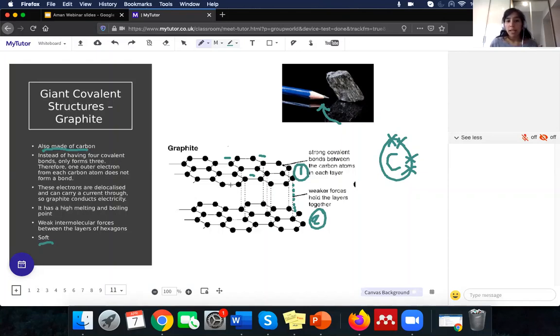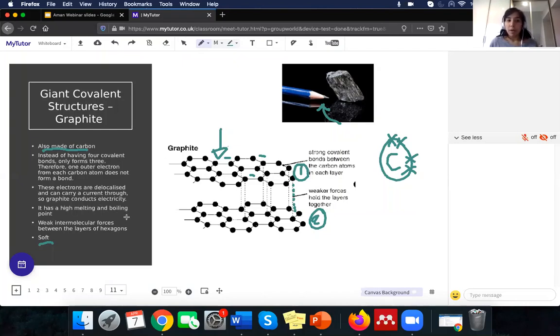And what we can say is that when we melt or boil graphite, we don't only break those intermolecular forces, we need to break the covalent bonding. So unlike simple molecules where we only break the intermolecular forces, even though graphite has intermolecular forces, both covalent bonding and intermolecular forces need to be broken in order to melt and boil graphite.